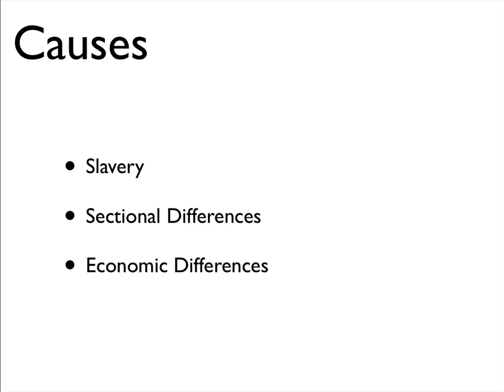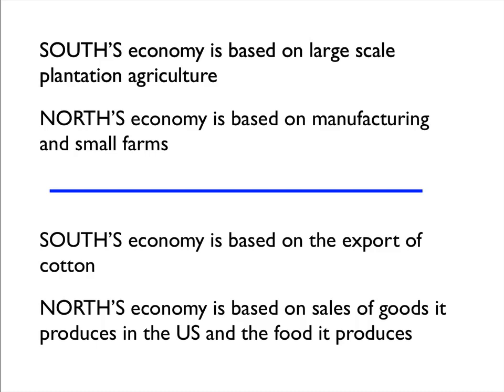All right, let's look at a third cause. The third cause is somewhat tied into sectional differences, but here we're being much more specific. Economic differences. The South's economy is built on plantation agriculture. The South grows crops, and it grows crops to sell to make money. The South's entire economy is built around this plantation agriculture.